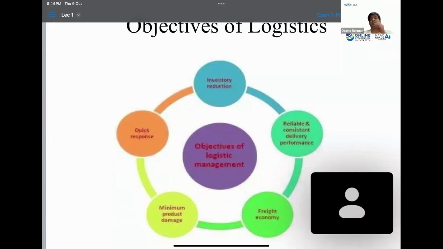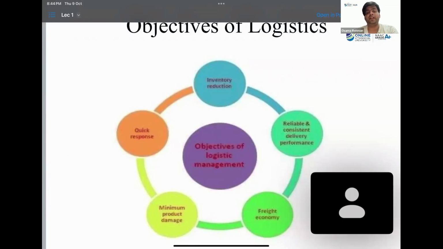So the objective is that first of all, we have to minimize total logistics cost. This will increase the company's profit and the company will also try to invest more. So to reduce expenses related to transportation, warehouses, inventory, and order processing, the aim is to achieve maximum efficiency without compromising on service quality. Next is customer satisfaction.